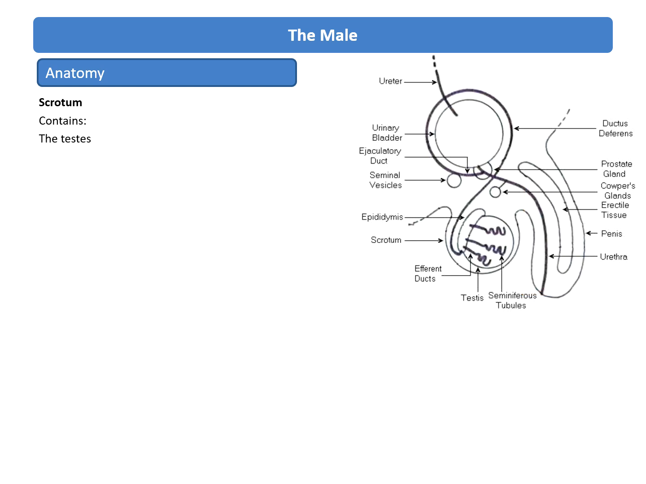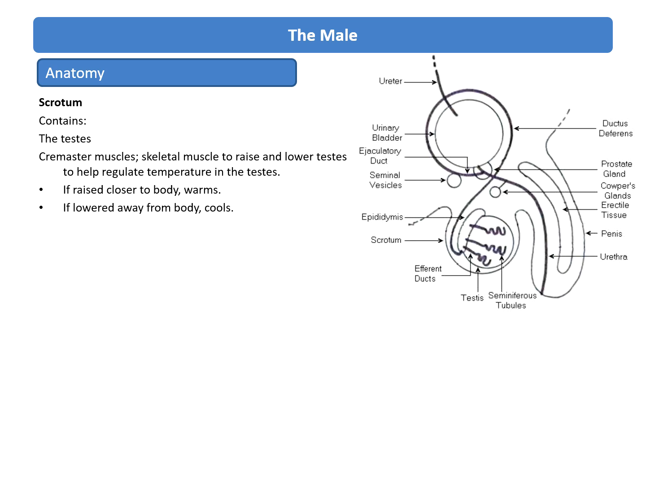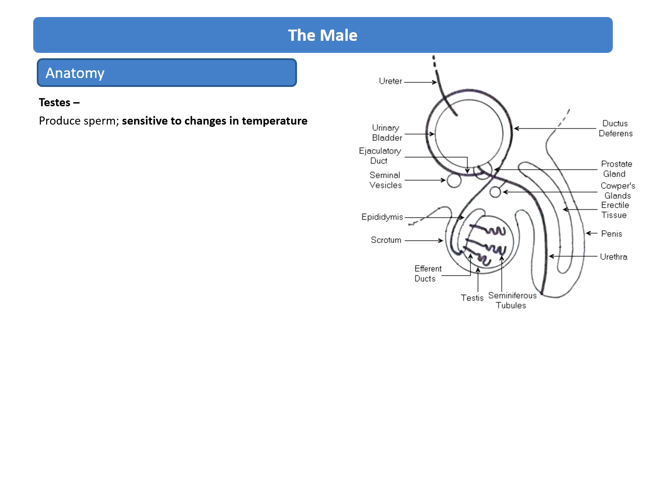The scrotum itself contains the testes. It contains cremaster muscles. These are skeletal muscles to raise and lower the testes to help regulate the temperature of the testes. If raised closer to the body, the testes are a little warmer, and if lowered away from the body, the testes are cooler. It turns out that sperm needs a very narrow range of temperature for development. It can't be too hot. The dartos muscle is smooth muscle to wrinkle the scrotal skin. This also helps to conserve heat.